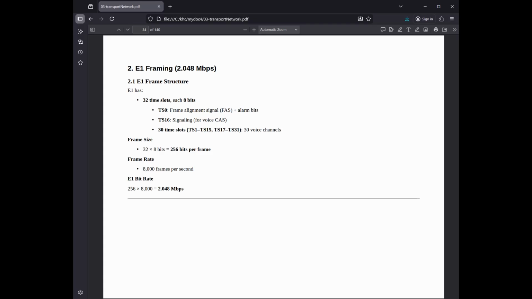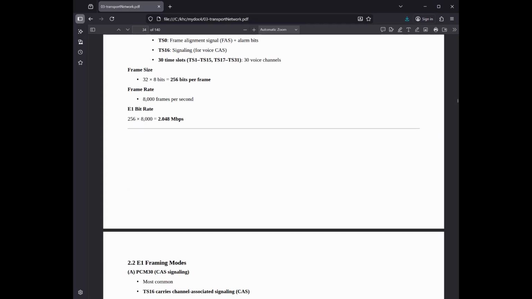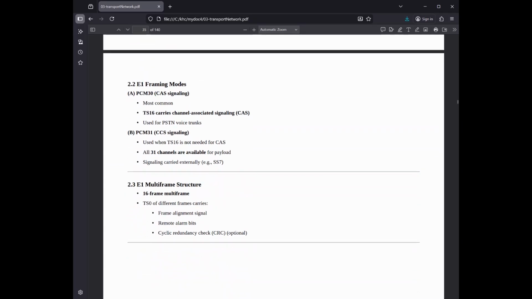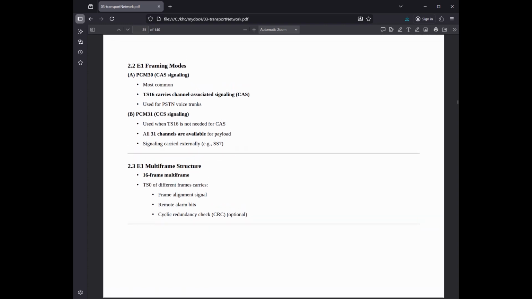Time slot 16, TS16, is dedicated to signaling. Unlike T1, which robs data bits, E1 puts all the phone signaling, dialing and ringing, into this specific slot, leaving the other 30 channels as clear channels. CRC4 multi-frame: for better reliability, 16 frames are grouped. This adds a cyclic redundancy check to TS0 to detect errors.